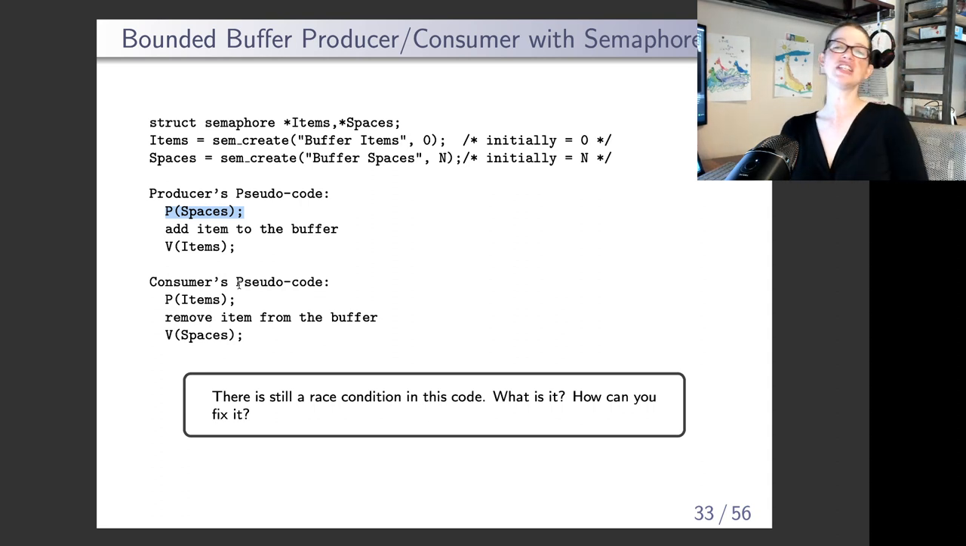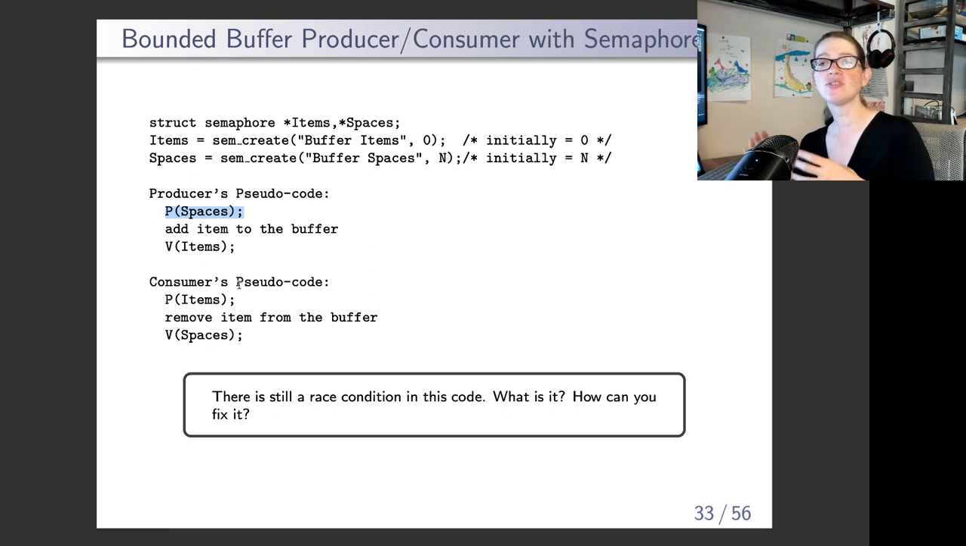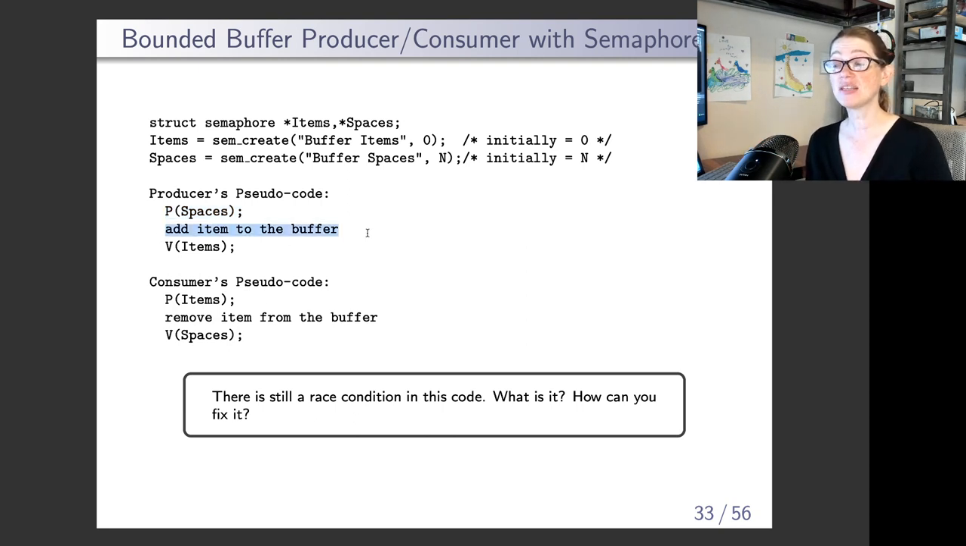Now here's an interesting statement about this code here. It's actually broken. There's a race condition still. However, it's not with respect to the producer and the consumer trying to put items on the shelf and there's no space, or take items from the shelf when there's nothing there. The problem that we have is that it's entirely possible for the producer and consumer to be accessing this buffer at the same time.